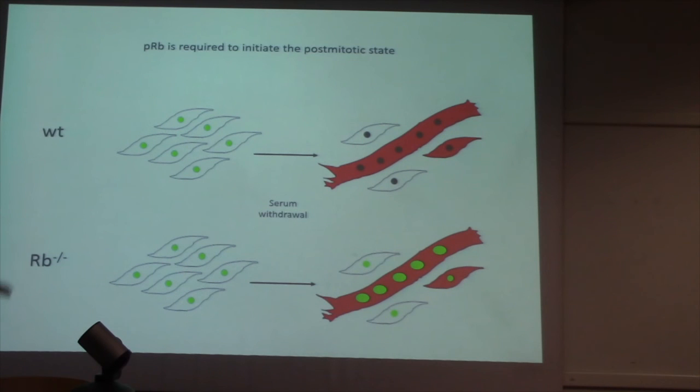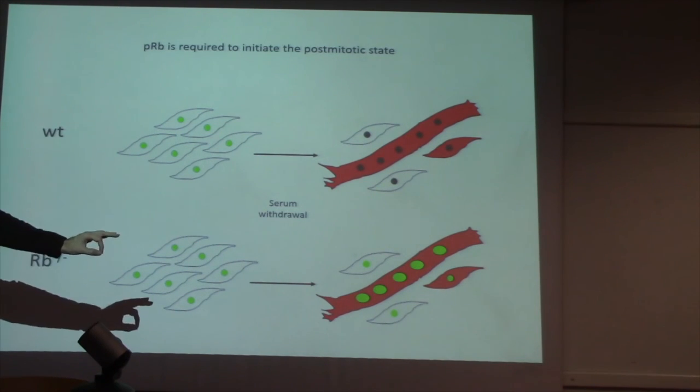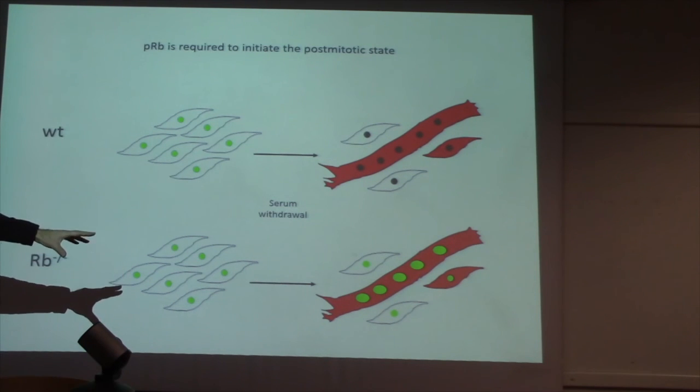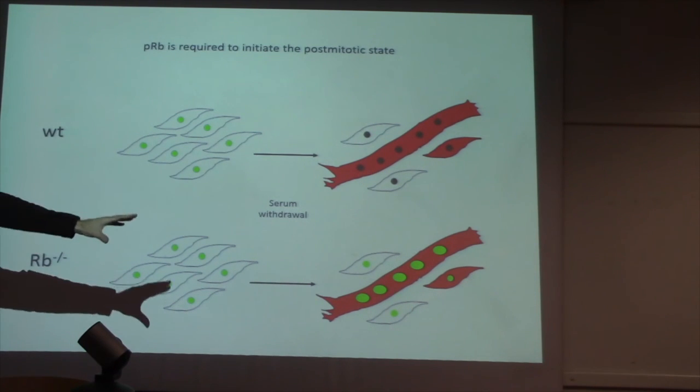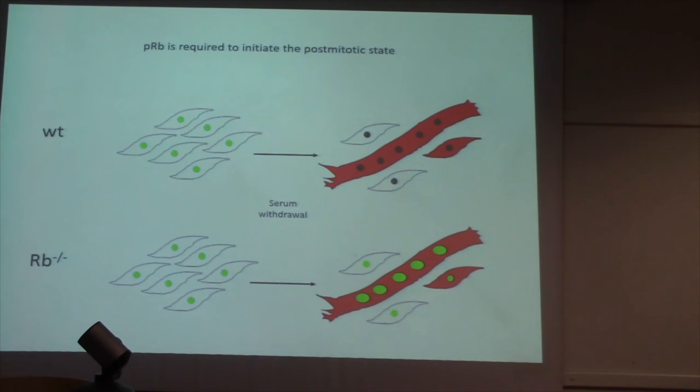All right, so this knowledge, which existed already in the literature, clearly showed that RB is required to establish the postmitotic state. If you don't have RB, the cells never enter the postmitotic state. But the question the authors had in mind was, once the postmitotic state is established, is RB still necessary? That's the question.